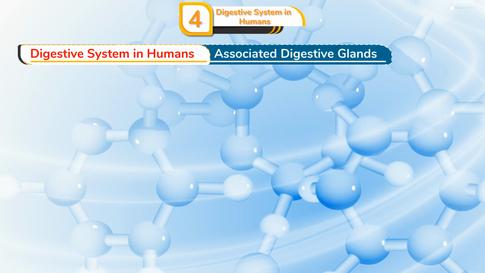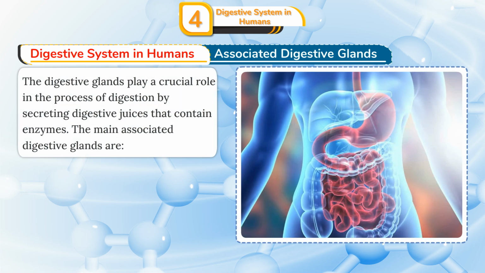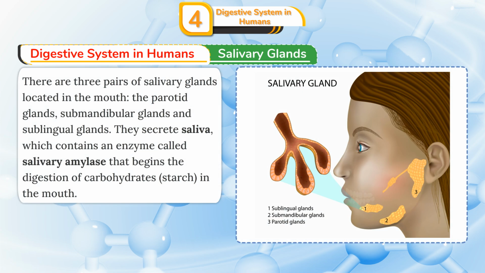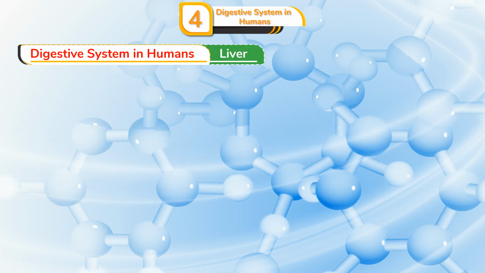Associated digestive glands. The digestive glands play a crucial role in the process of digestion by secreting digestive juices that contain enzymes. The main associated digestive glands are salivary glands. There are 3 pairs of salivary glands located in the mouth: the parotid glands, submandibular glands, and sublingual glands. They secrete saliva, which contains an enzyme called salivary amylase that begins the digestion of carbohydrates (starch) in the mouth.